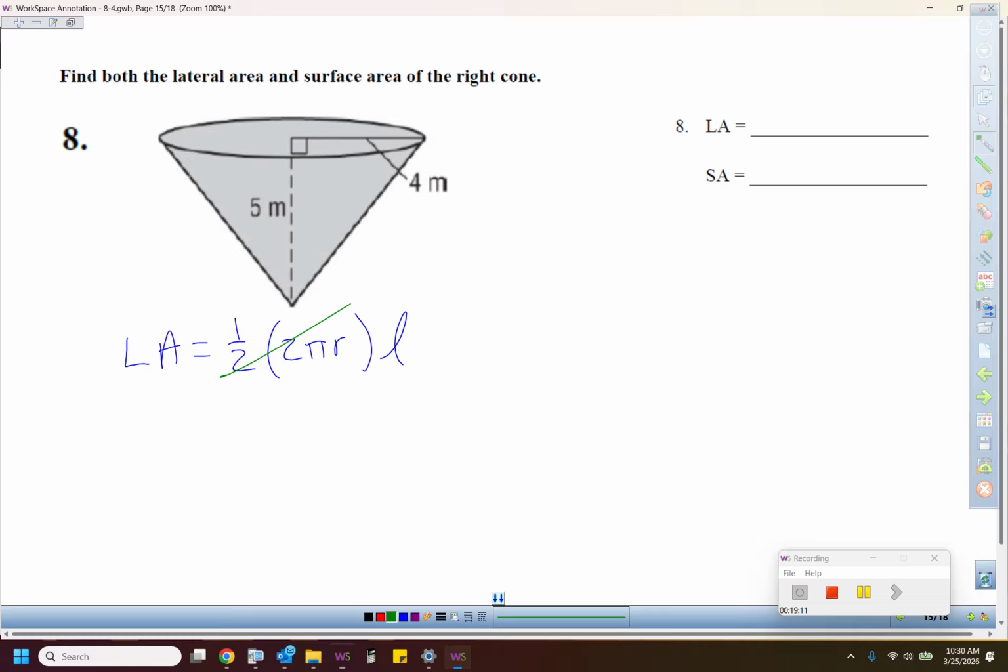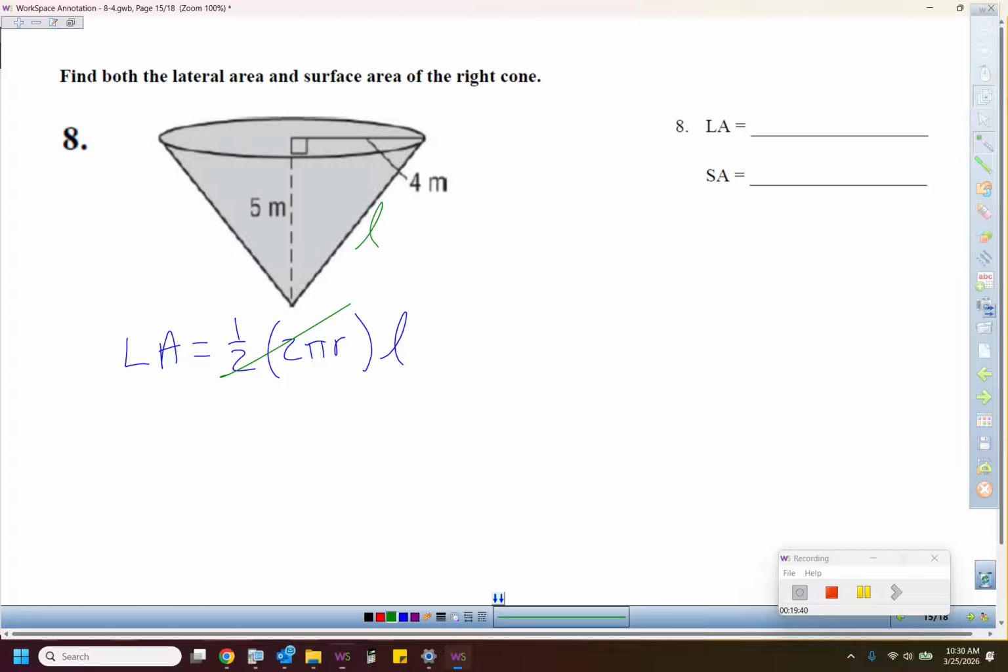Do I have the radius? Yes. Do I have the slant height? Nope. Ooh, 4, 5. Is that slant height 3? Discuss that with your group. Is that a 3 because of the 3, 4, 5 being the most popular right triangle around? Yes or no? Very good that it is not 3 because 5 has to be the hypotenuse.